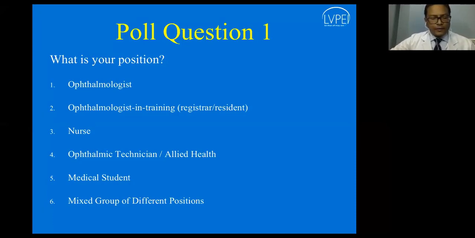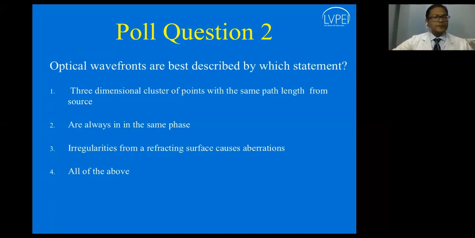Like the format that we did in the last discussion, we will have an interactive discussion, and please feel free to interrupt at any point of time. Send your questions. I will try my best to answer your queries or doubts. I will start with the second poll question: what would you understand by optical wavefronts, and which of the following statements would best describe optical wavefronts? There are four choices. Please select anything that best describes this physical phenomenon.